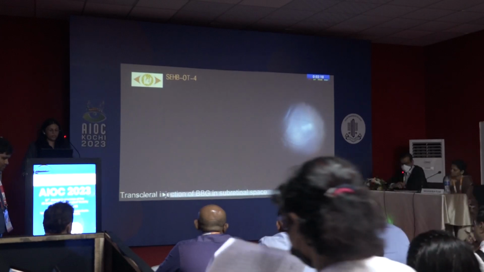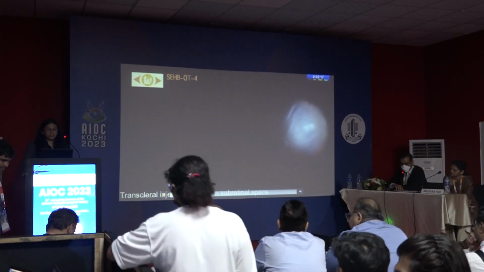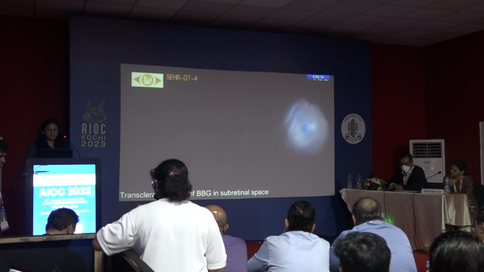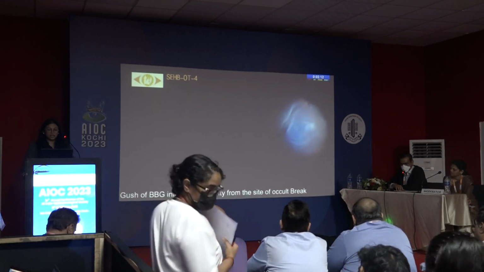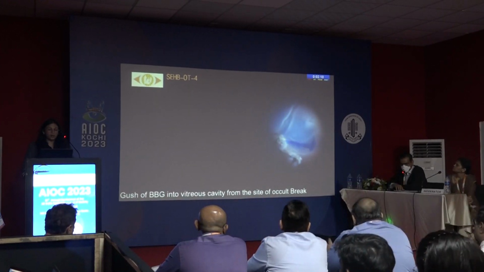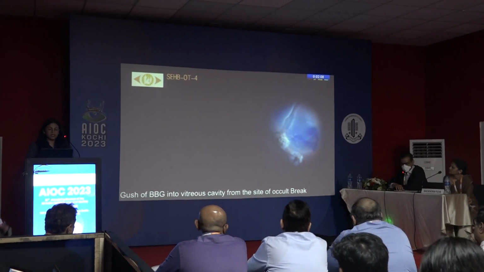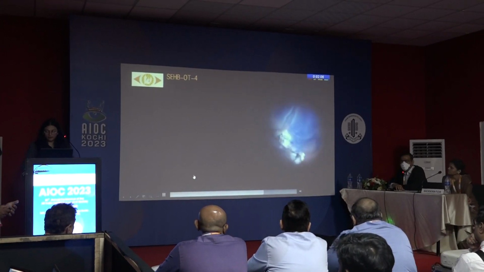This is a video showing the same. The needle is injected transsclerally, BBG is injected, and there you can see the plume of dye coming out into the vitreous space, and the break is at the margin of the CRA scar.